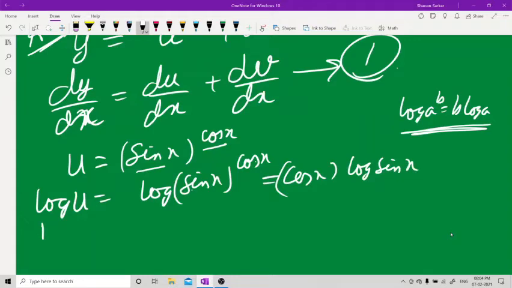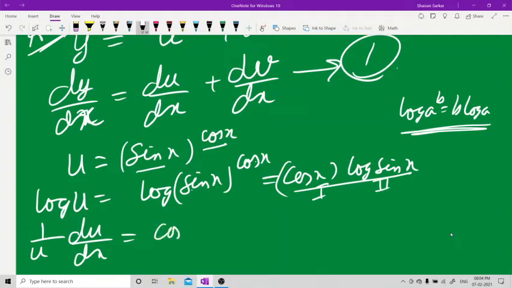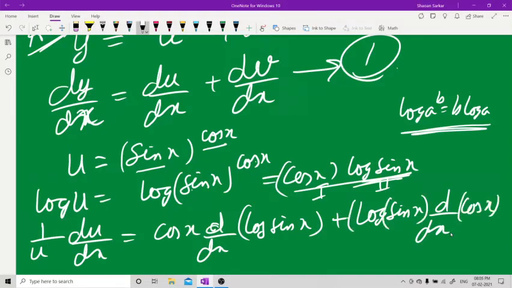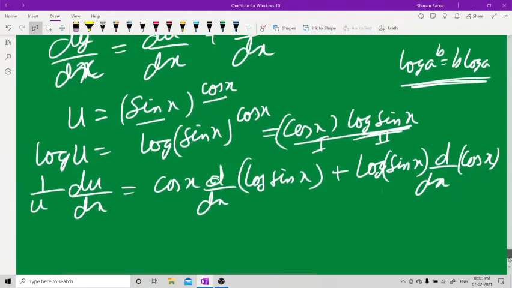Now do the derivative. 1 upon u du dx. Do the derivative: first as it is, derivative of the second, log sin x, plus second as it is, derivative of the first. I think by now you people have understood this, what I am doing again and again. Let me rub this bracket. Okay, fine. Now let's do the differentiation.